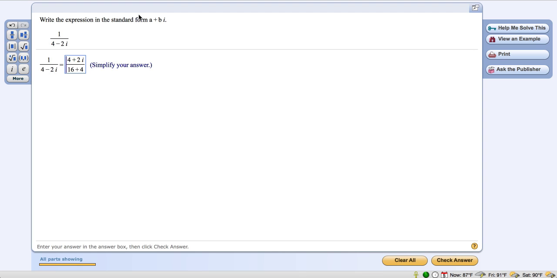We want to turn this into an a plus bi form. And what you're looking for then is we'll just bust this up into the two fractions. 4 over what's in the bottom? 20, plus 2 over 20 times i. Both of these can be simplified, right? So let's do that. 4/20 is 1/5. 2/20 is 1/10. And that's all we're looking for in this problem.